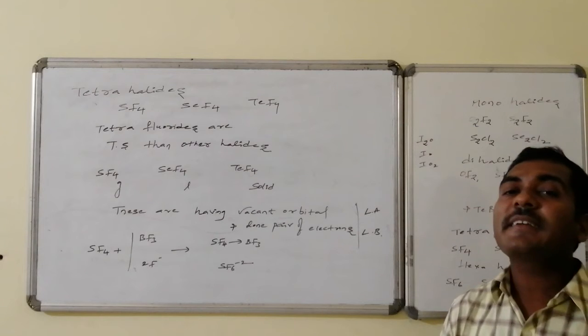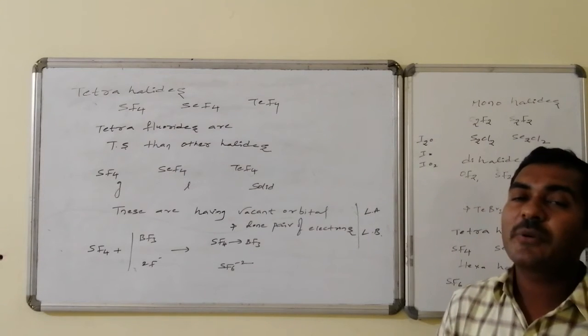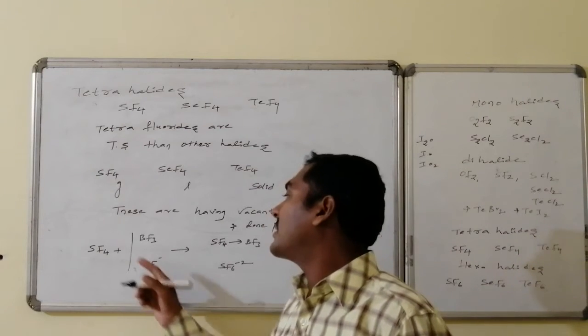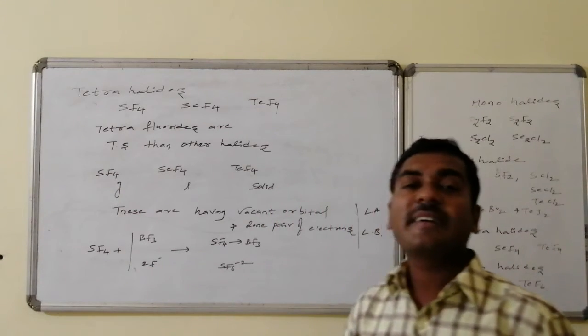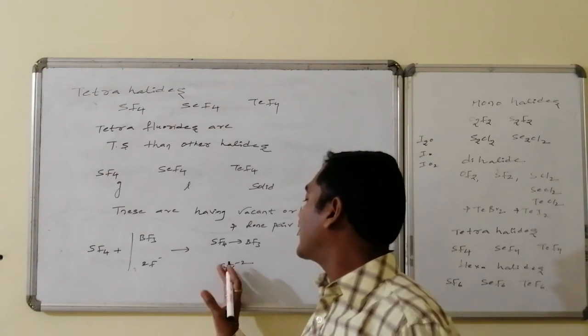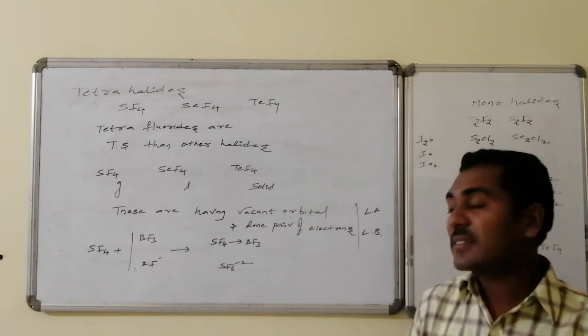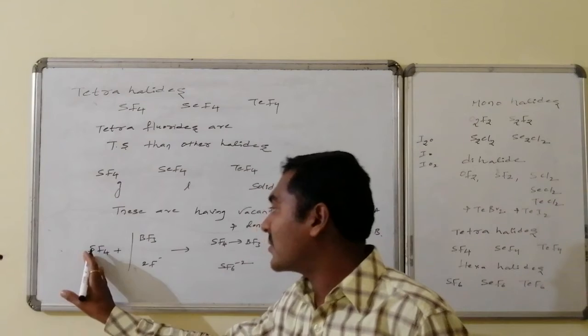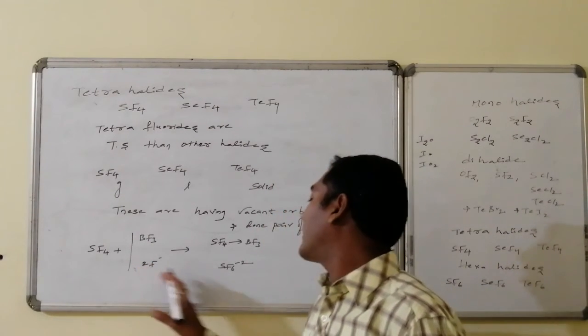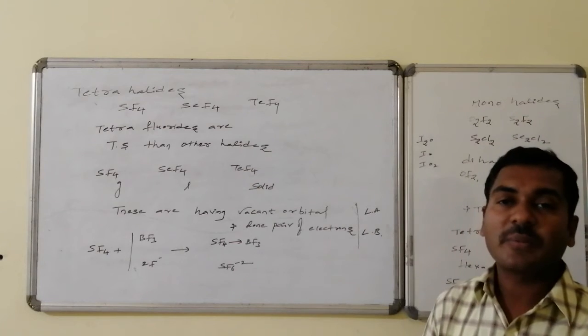Similarly, if there is any ligand, any species containing lone pair electron donation ability, with that species it can combine and expand its connectivity from 4 to 6, thus it can form SF6 2- also. In this case, it is acting as Lewis acid and the other is acting as base, that is, it is acting as a ligand here. Now SF6 2- is formed.